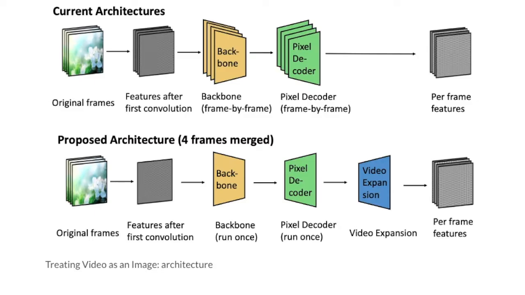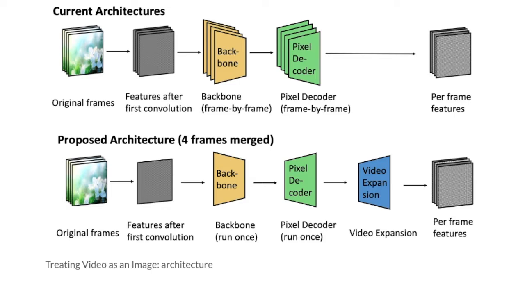We thought that this introduces a lot of unnecessary overhead, because frames are not totally unrelated images. Instead, they're highly correlated, so they actually should share a huge amount of features in between each other, and it seems unnecessary to run the backbone and the pixel decoder separately for each single frame. So we instead propose that you may merge the original frames during the first convolution, and run the backbone and pixel decoder only once per frame merge.